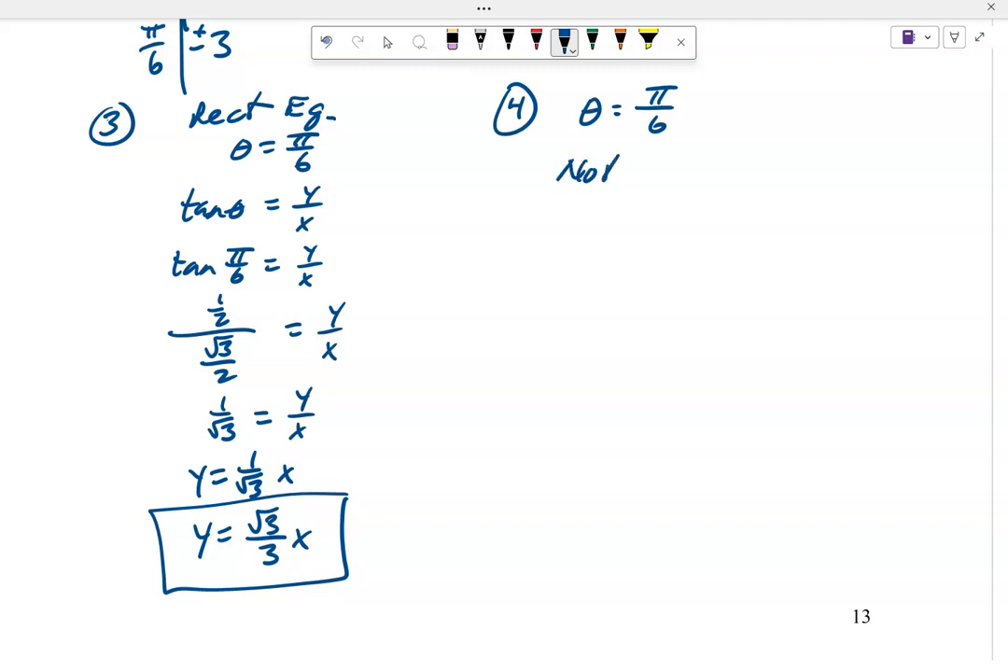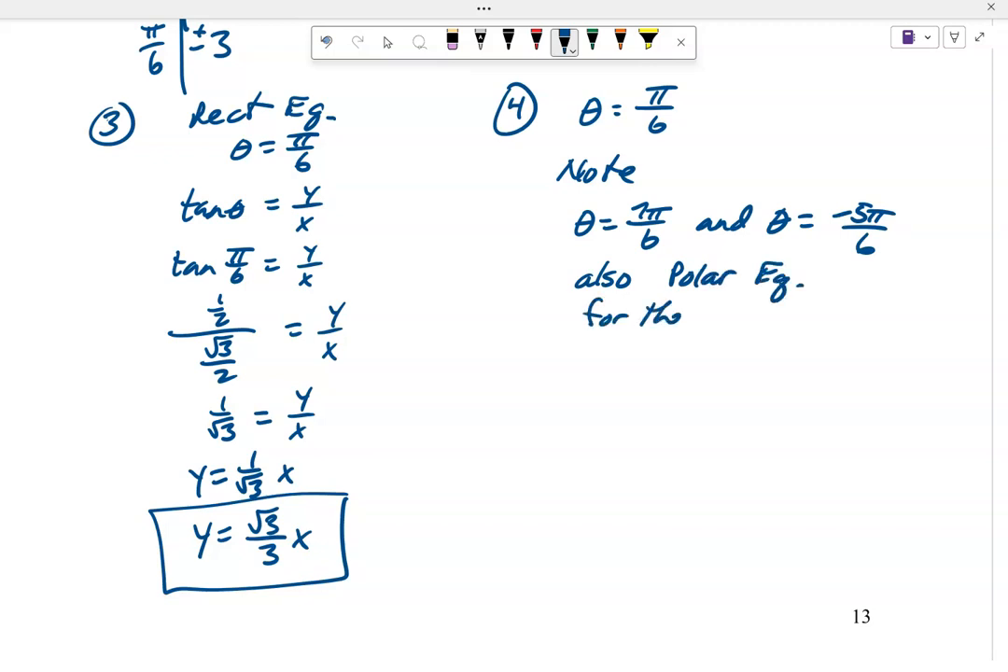But note, theta could be 7 pi 6 would also be that same line. And about negative 5 pi 6 are also polar equations for the same line.